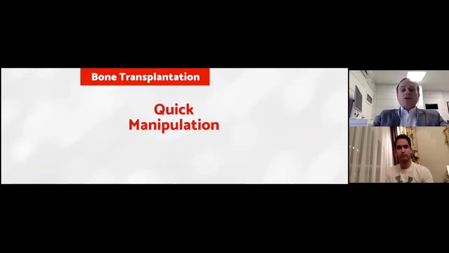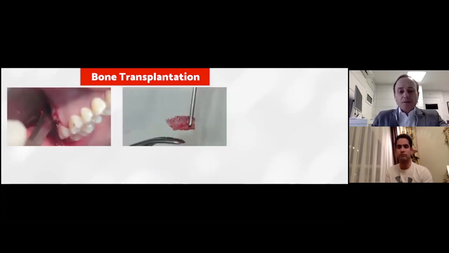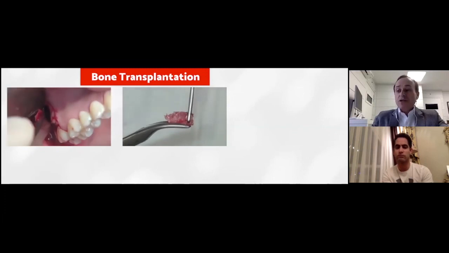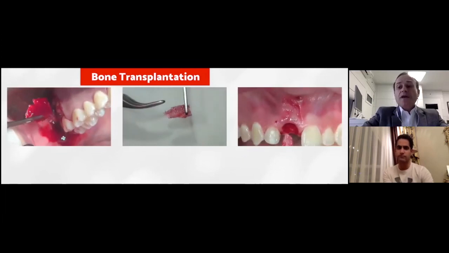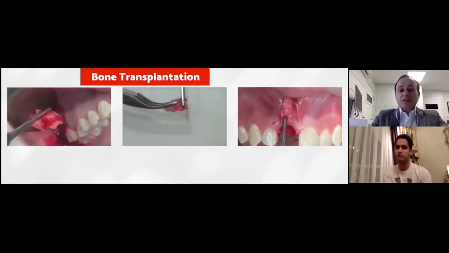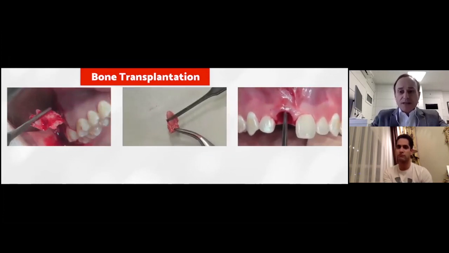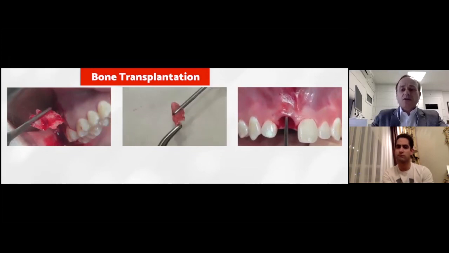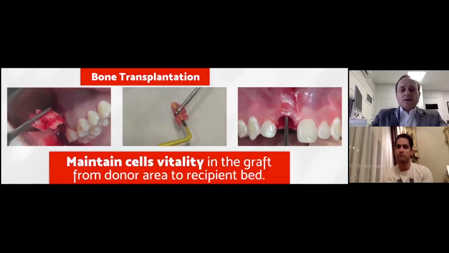But it's always recommended to do a quick manipulation. As soon as you take the bone from the tuberosity, we reshape the bone according to the defect configuration using a rounder. And immediately after that, we install the graft in the receptor site with the cortex turned toward the inner part of the soft tissue and the marrow portion toward the implant body. But why do we do it? In order to maintain the cells' vitality in the graft from the donor area to the recipient bed.